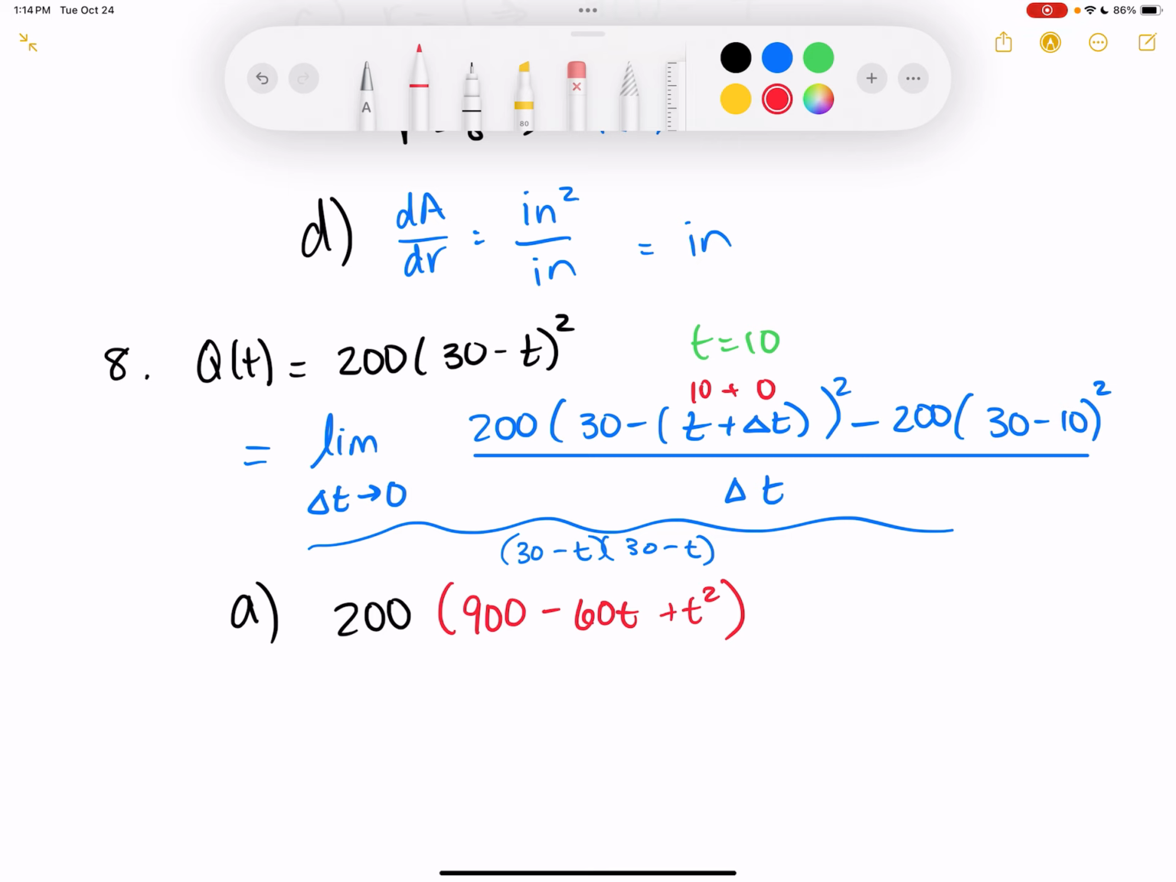So now I'm going to take the derivative of the pieces and then multiply it by 200, because it doesn't matter what order I do it in. So what is the derivative of that? It's going to be 200 times what? Basically, what's the derivative of what's in red? Negative 60 plus 2t.